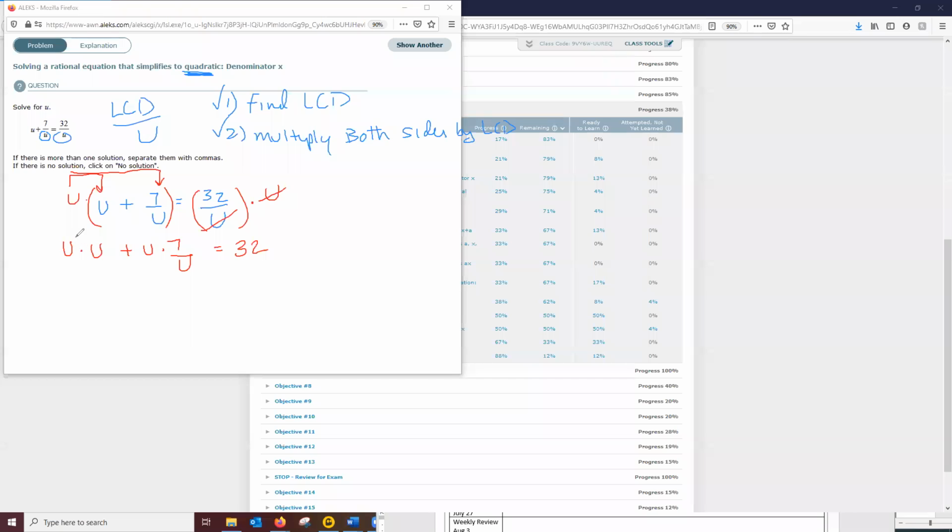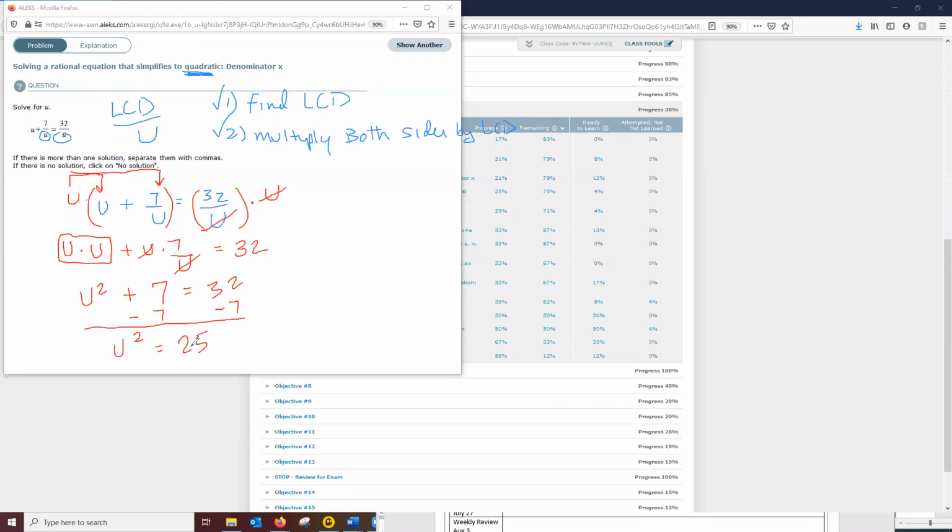All right, let me keep going. Here's a u times u. Well, that's u squared. This u cancels out with that u. So that's just going to be a 7. And that's equal to 32. All right, I'm almost done. I'm going to go ahead and subtract 7 from both sides. Looks like I'm ending up with u squared equals 25.